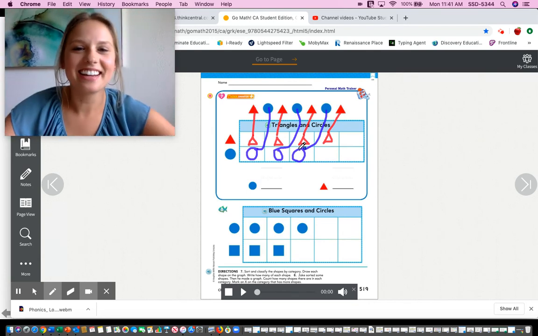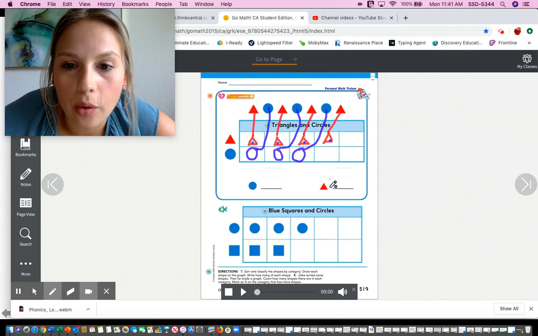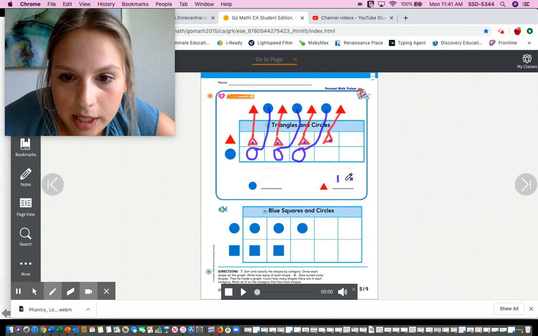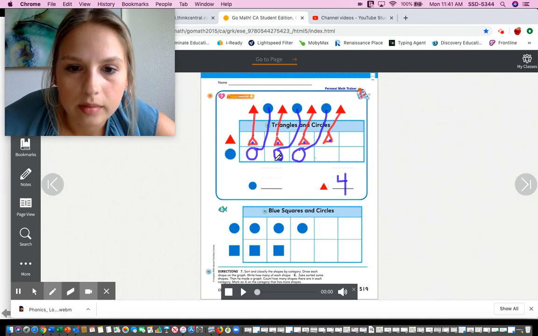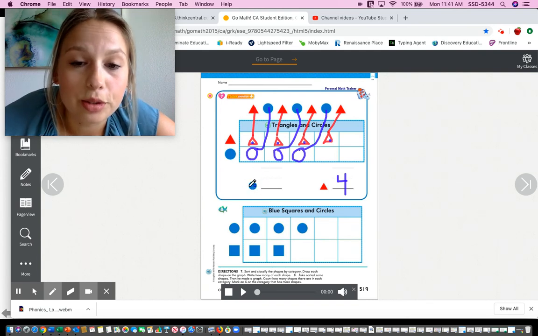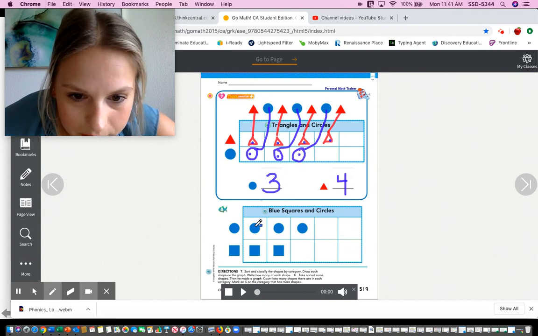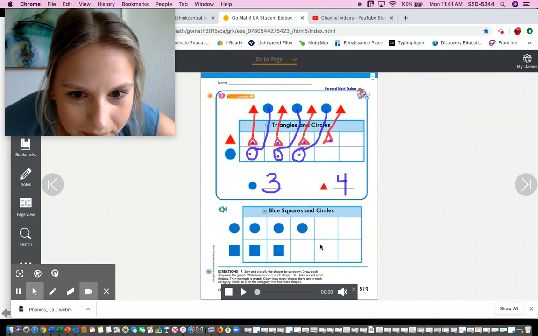Okay, now let's count. How many red shapes, or red triangles, do we have? 1, 2, 3, 4. So next to the red triangle, let's write number 4. Let's see how many blue shapes, or blue circles, we have. 1, 2, 3. And let's write it down. Good job. All right, last one.